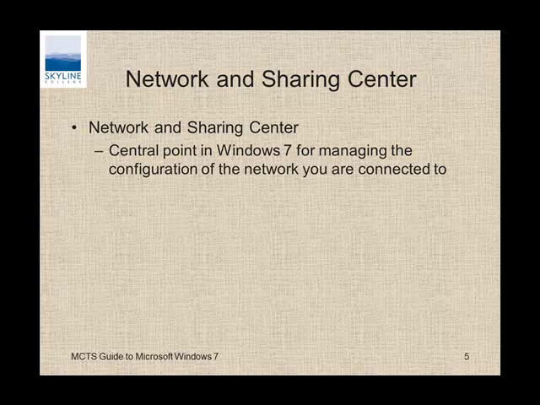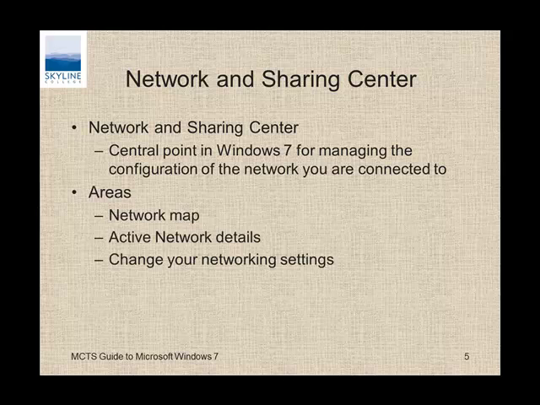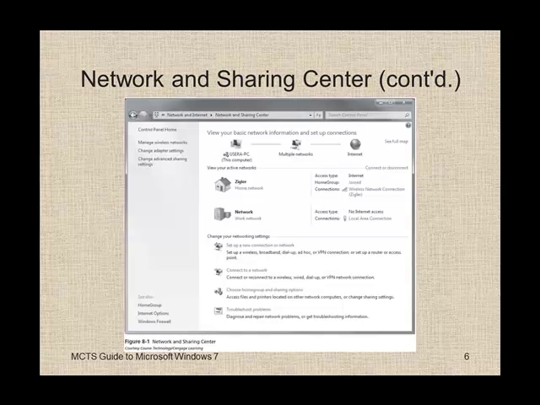The Network and Sharing Center is a central point for managing configuration, and if you want to change the network type, oh, by the way, that's where you go, the Network and Sharing Center. You just click on whichever one it is and then select what you want it to be. Areas, a network map, active network details, and change your network settings are all in this area. The network map basically tells you what you're connected to and what's connected to you, what's directly in this area. Change the network settings. You can go into there, change your IP address, how you get an IP address, DNS servers, those sorts of things are in there.